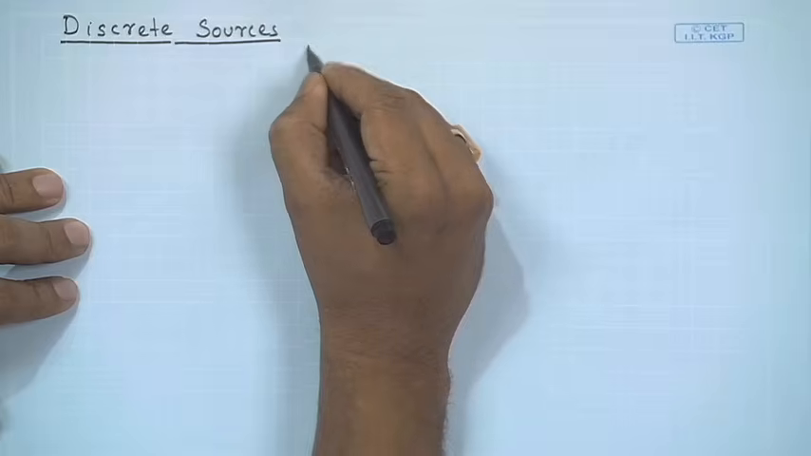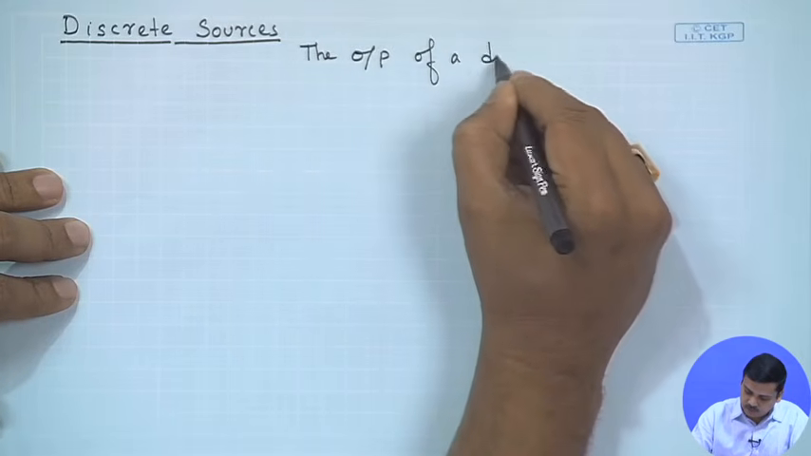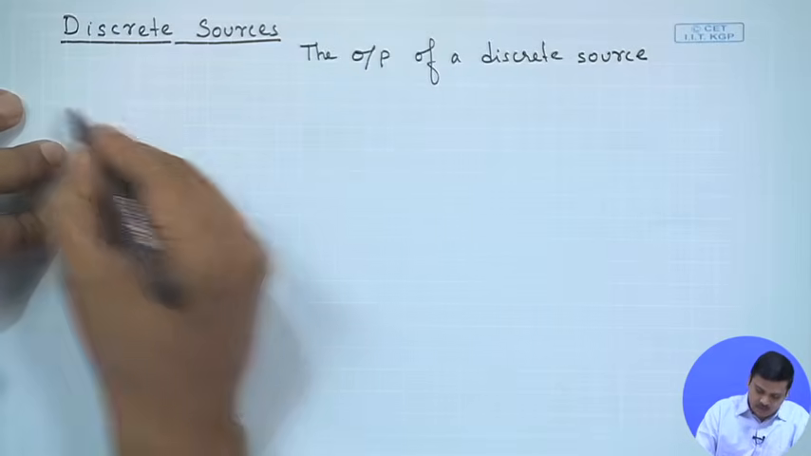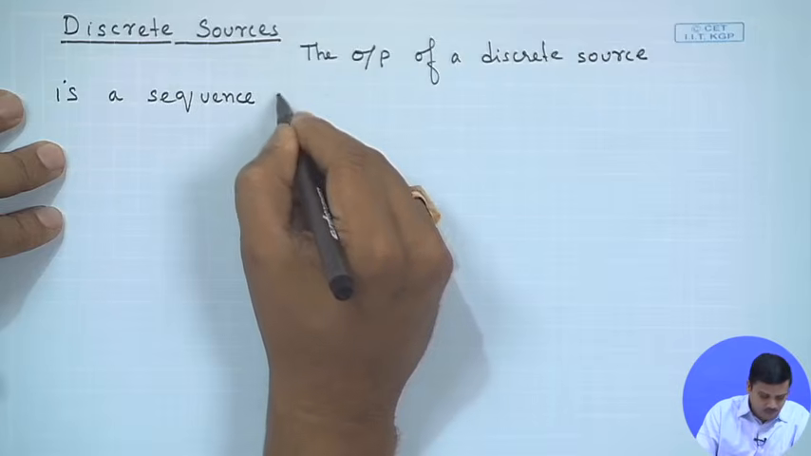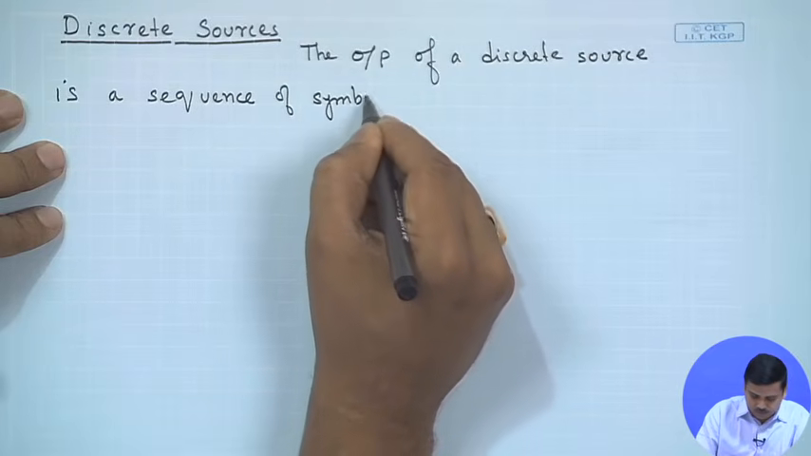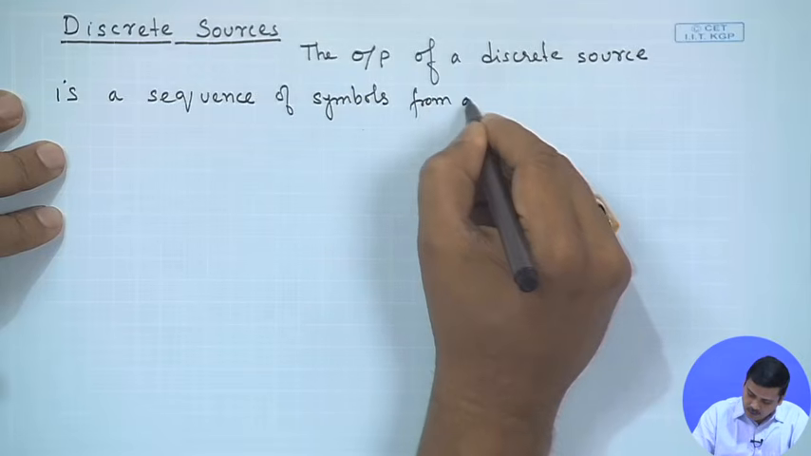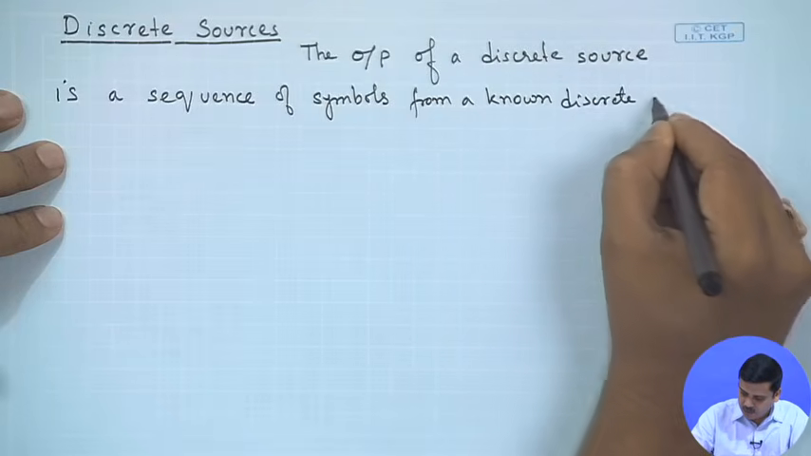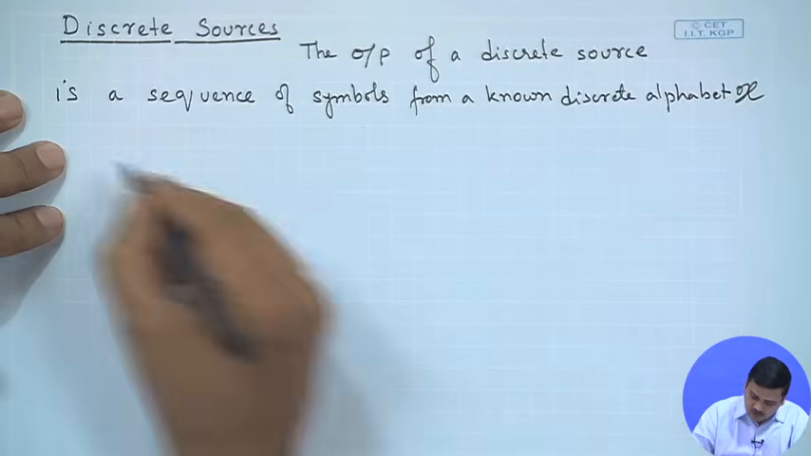So when we talk about discrete sources, what we mean is that the output of a discrete source is a sequence of symbols from a known discrete alphabet X of finite size.